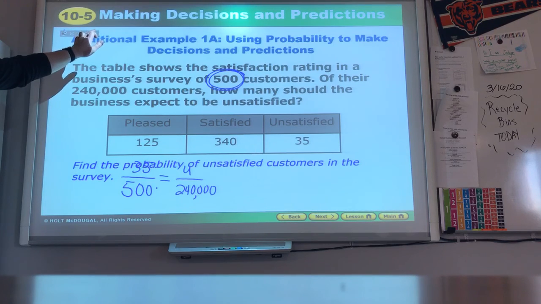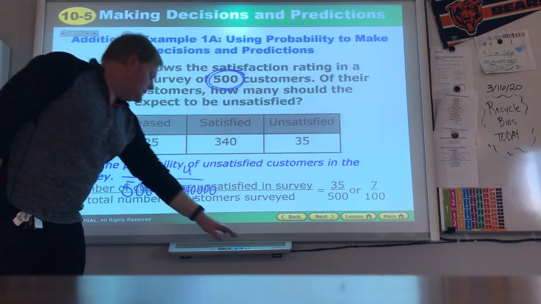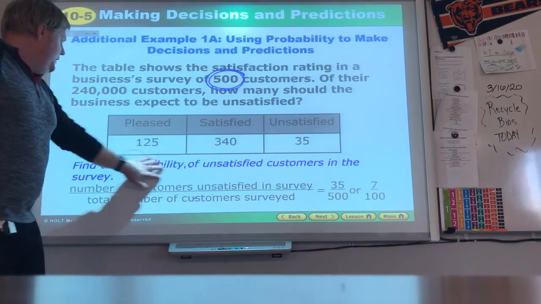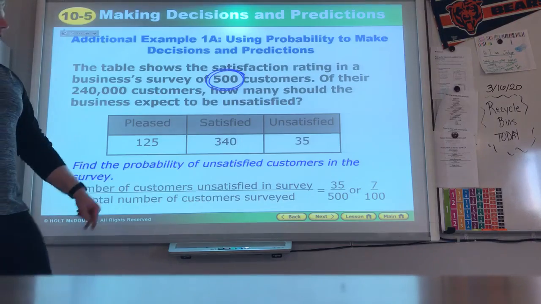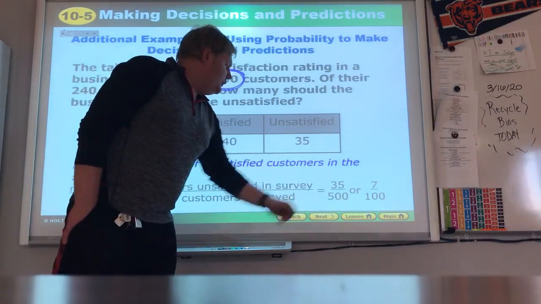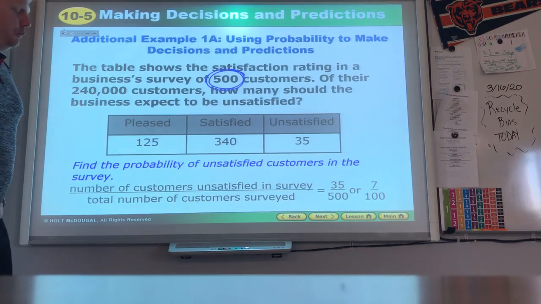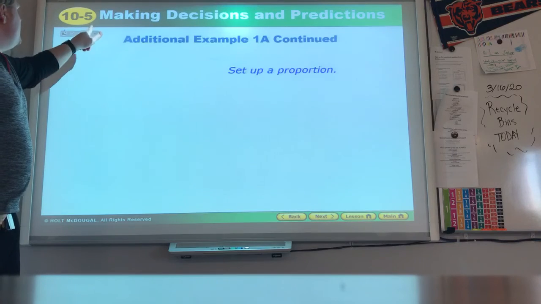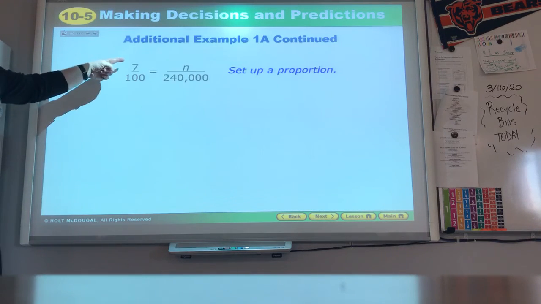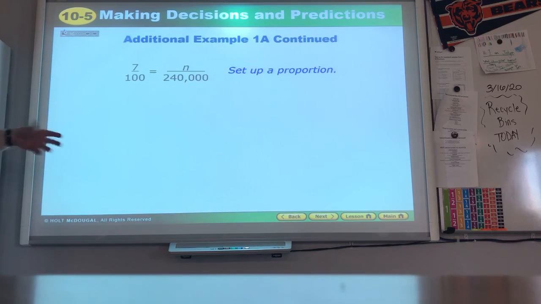Find the survey and unsatisfied customers. Number of customers unsatisfied in the survey, that goes on top. That's what meets our desired remarks. Then the total number in the survey, 35 over 500, or they reduced it down to 7 over 100. You can always reduce that down. So they're probably going to use a proportion setting up 7 over 100. Okay, that's going to be easier to divide by.